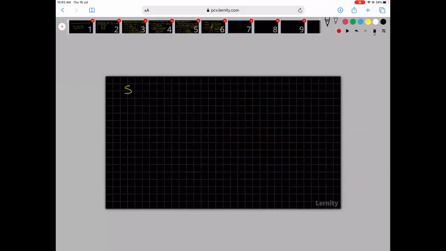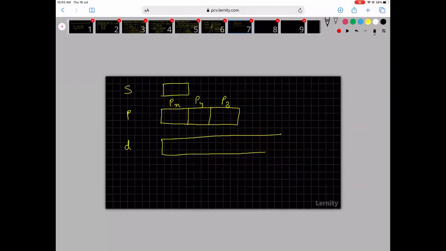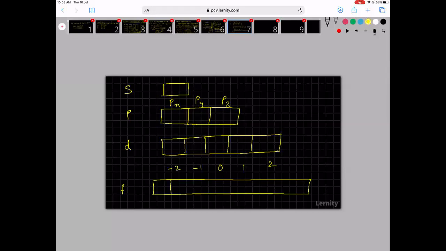Then S is having one box. P is having 3 boxes, 3 compartments. One is oriented along X, one is oriented along Y, one is oriented along Z. Then SPD, D is having 5 boxes corresponding to minus 2, minus 1, 0, 1 and 2. F is going to have 7 boxes. So 7 different orientations. As you come here, they get complicated. So minus 3, minus 2, minus 1, 0, 1, 2, 3.